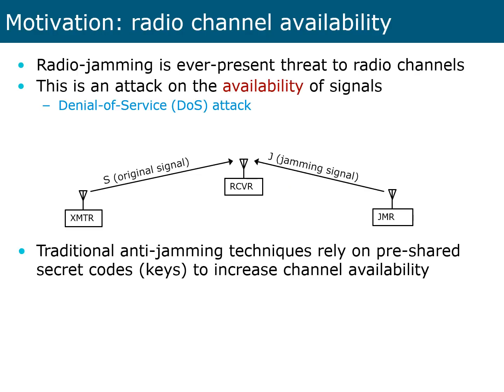Next, we have applications. What are the applications where we can use these spread spectrum techniques? First, the motivation is radio channel availability. Radio jamming is a very present threat to radio channels. This is an attack on the availability of signals. Traditional anti-jamming techniques rely on pre-shared secret codes to increase the channel availability. So in this application we use the spread spectrum technique.